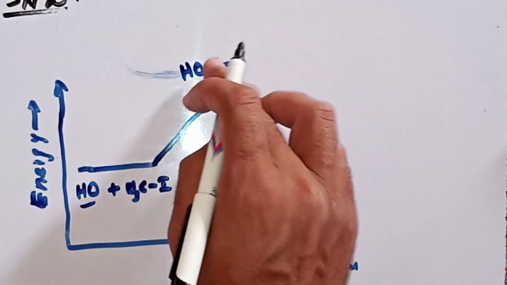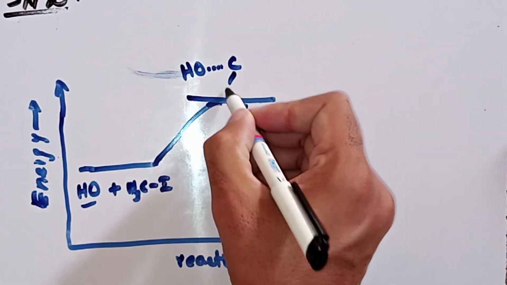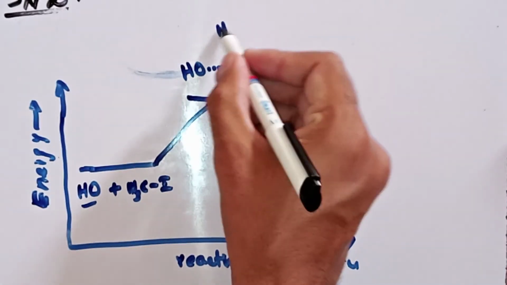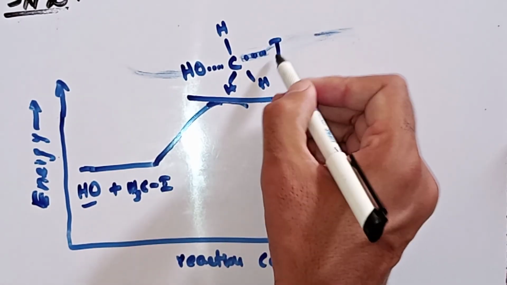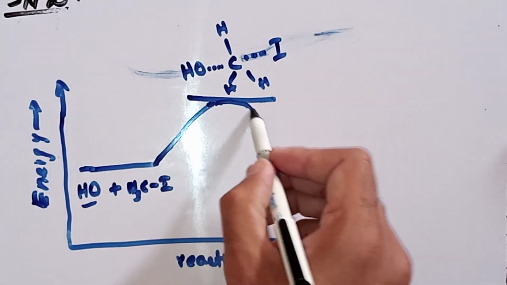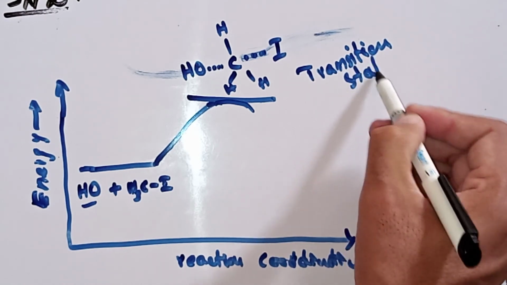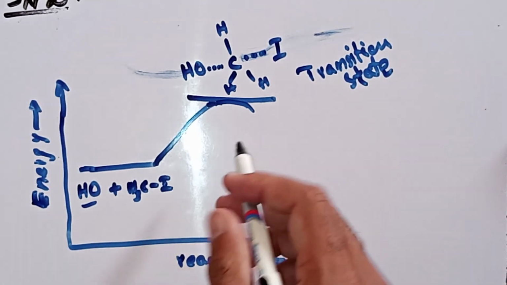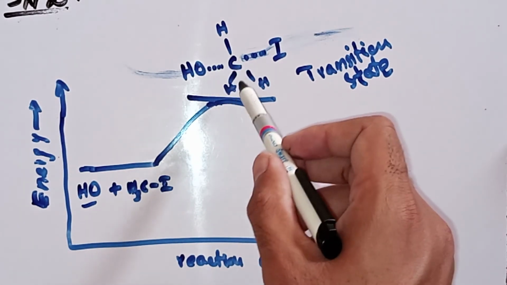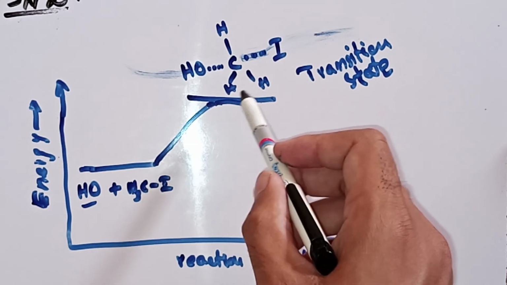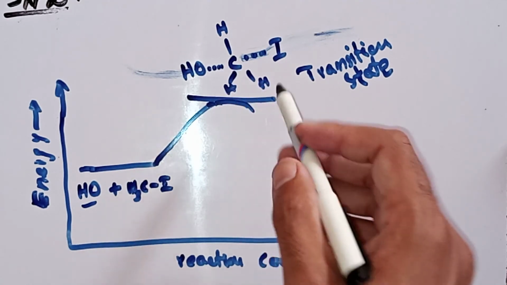Here, a partial bond is formed between carbon and oxygen of HO, and the bond between carbon and iodine is partially broken. So this is the transition state. The transition state is the state where the energy is maximum, because here carbon is bonded with 5 different groups, so the energy of this state is high.